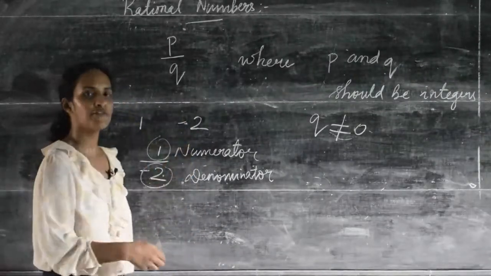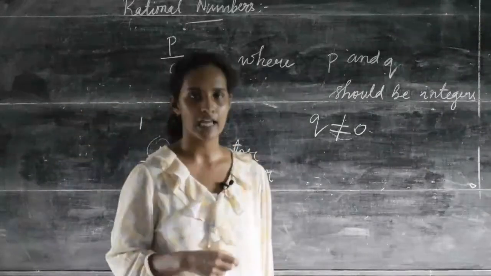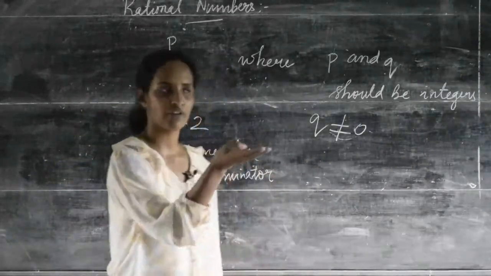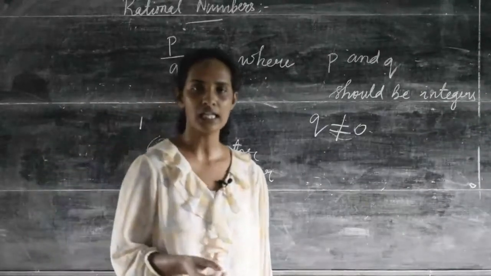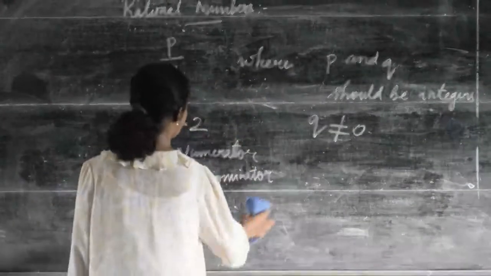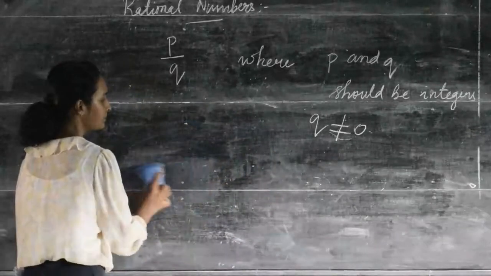So now look, I have taken two random integers, and if I make the ratio, if I take a division of both, then I can see that I can form a rational number. So some more examples of rational numbers. Let's see some more examples of rational numbers.